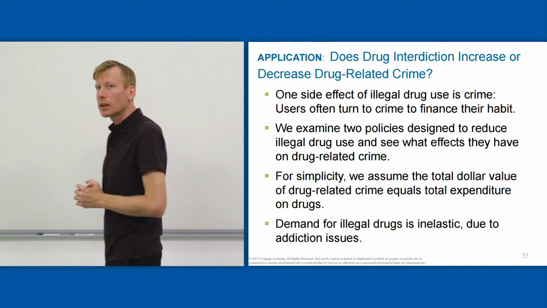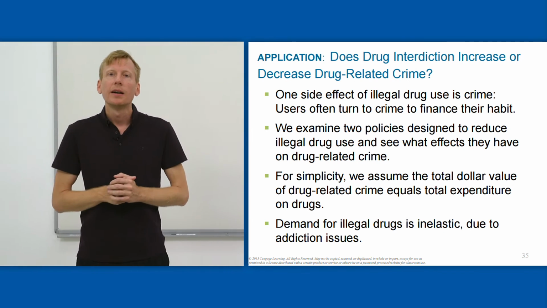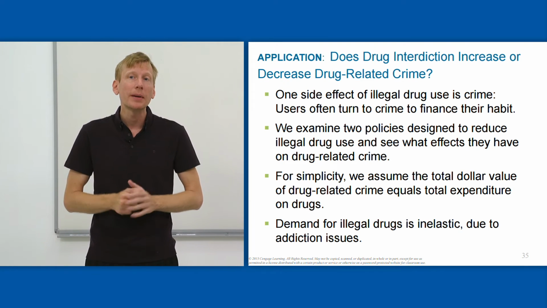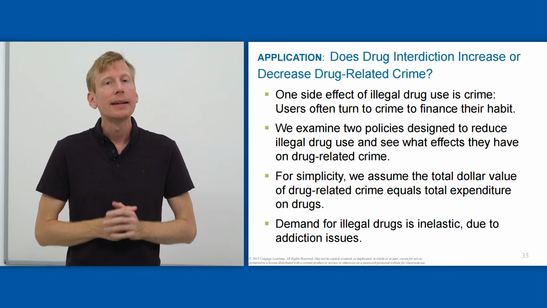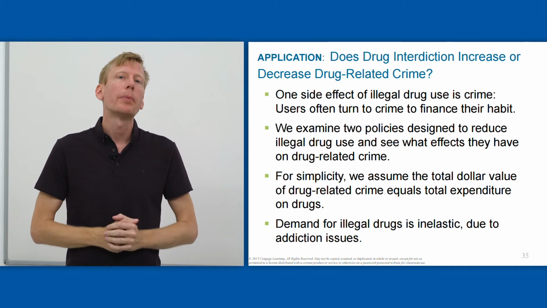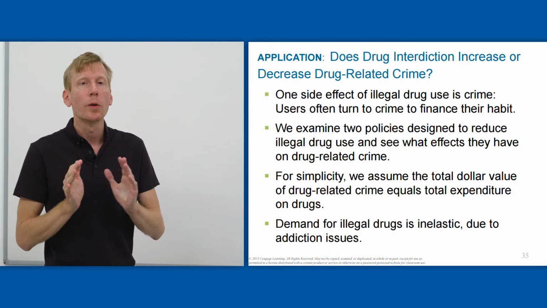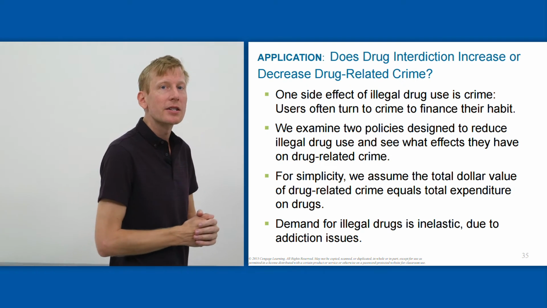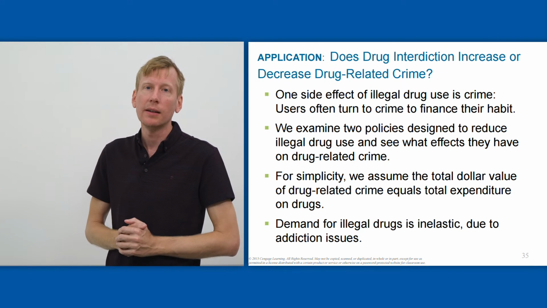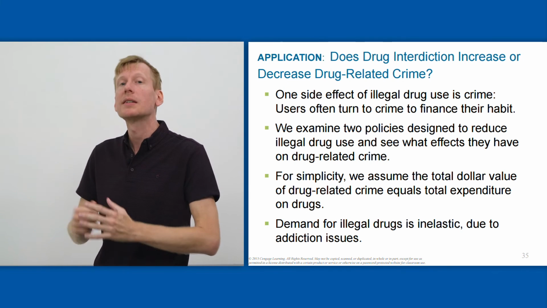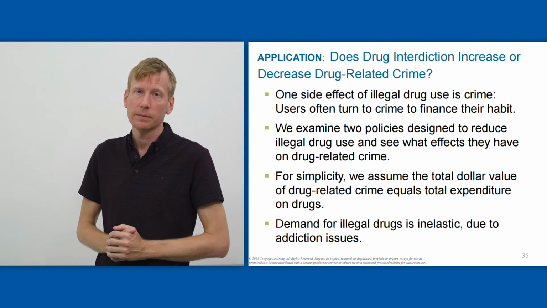Now, note first that one side effect of the use of illegal drugs, such as heroin and cocaine, is that those individuals who are addicted to heroin and cocaine need to get access to that drug because they're highly addictive. And as a result, there's a lot of property crime associated with addiction to drugs like heroin. That is, automobiles that are stolen, people on the street who are mugged, houses that are broken into. And this drug-related crime is one of the most important problems that is associated with drug use in general.